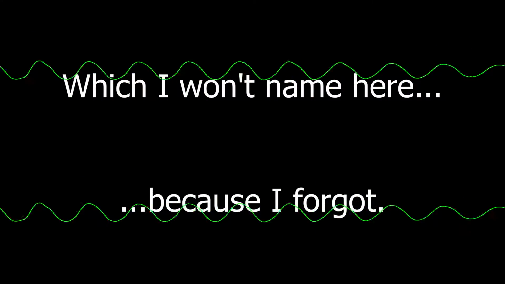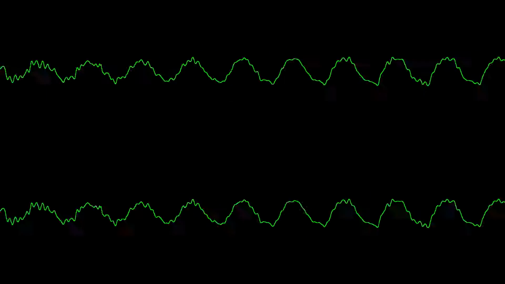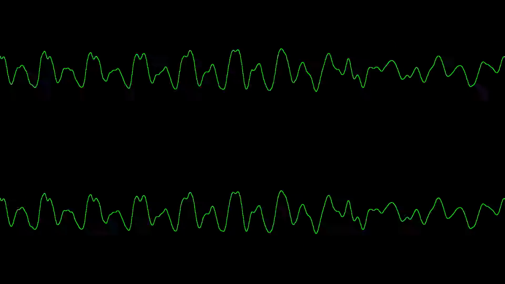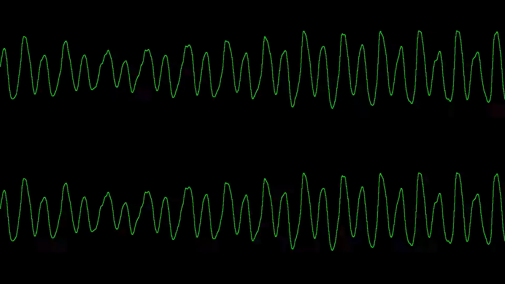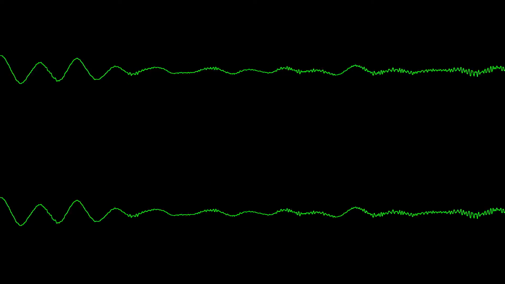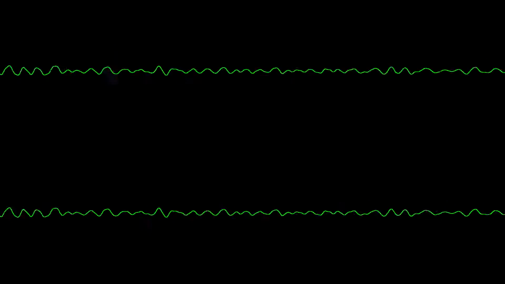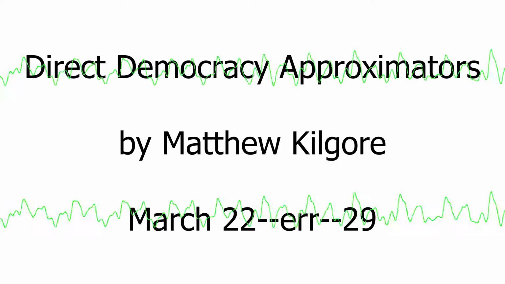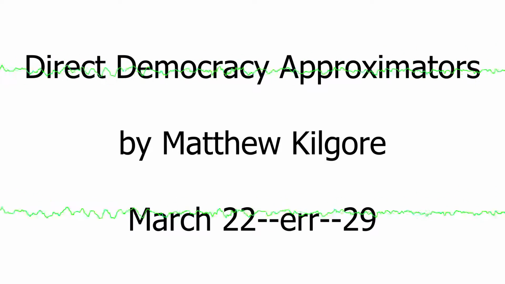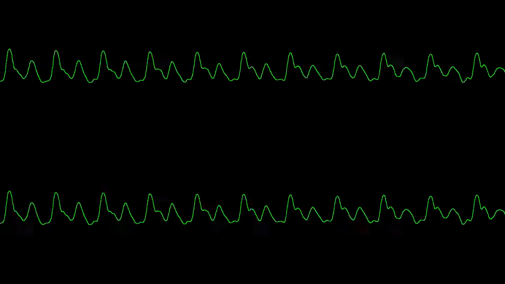However, these reforms go a bit deeper in that they fundamentally change what our votes mean, and in one case, they get rid of votes entirely. These are a family of reforms that I call direct democracy approximators. Now, let me give a quick disclaimer. That is my term. If you try to search the literature for it, you're gonna find nothing.